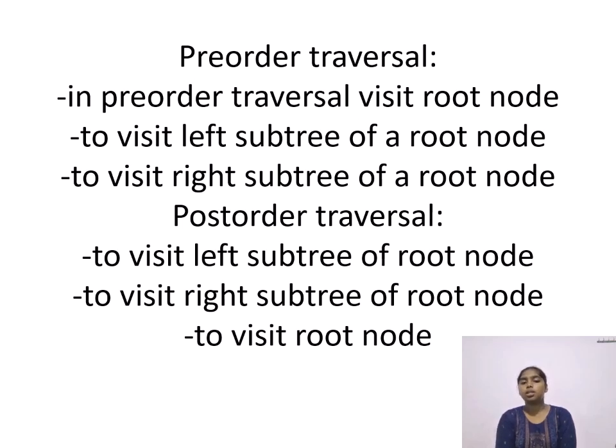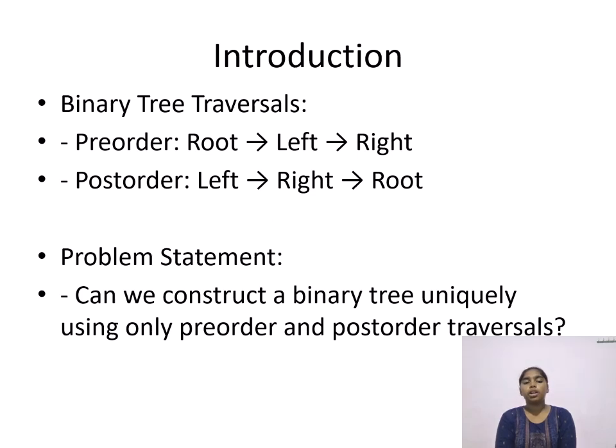And here are the steps. Introduction: binary tree traversals. In pre-order, first there is the root node, then the left subtree, then the right subtree. In post-order, first the left subtree, then the right subtree, and at last the root node. Here we have a problem statement: can we construct a binary tree uniquely using only pre-order and post-order traversal?